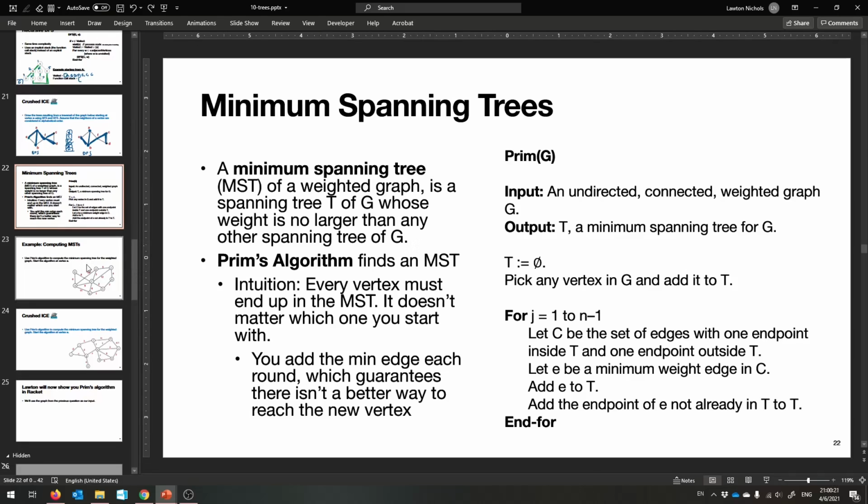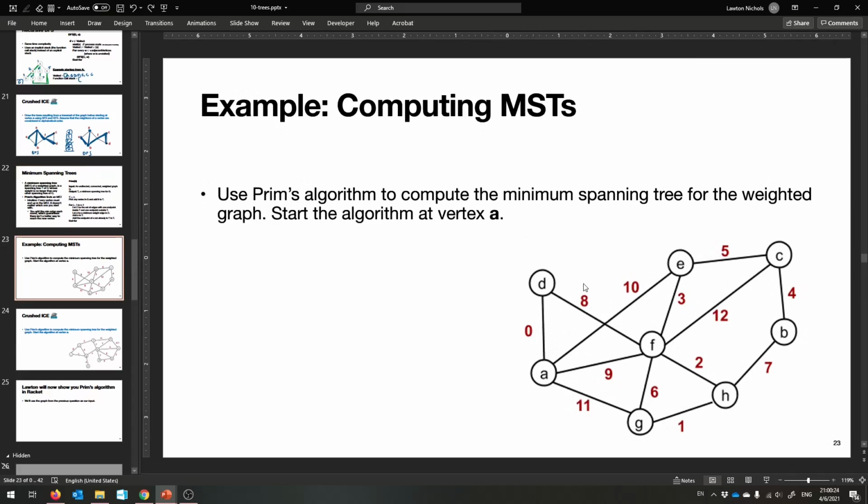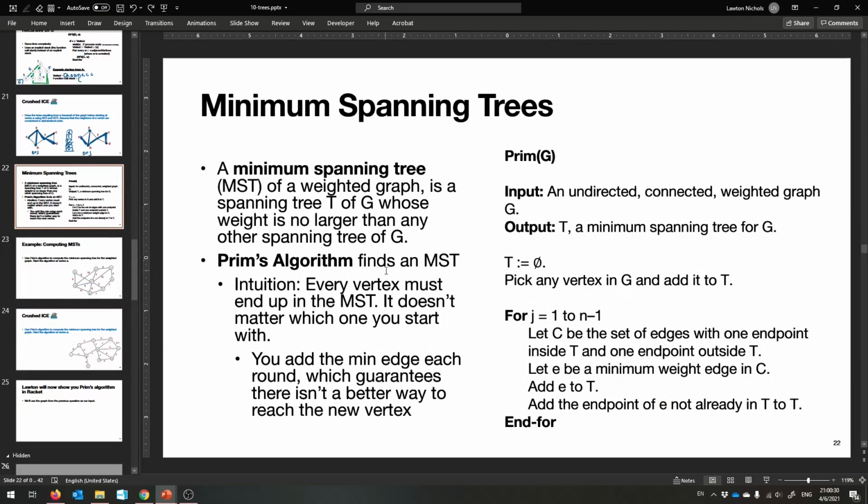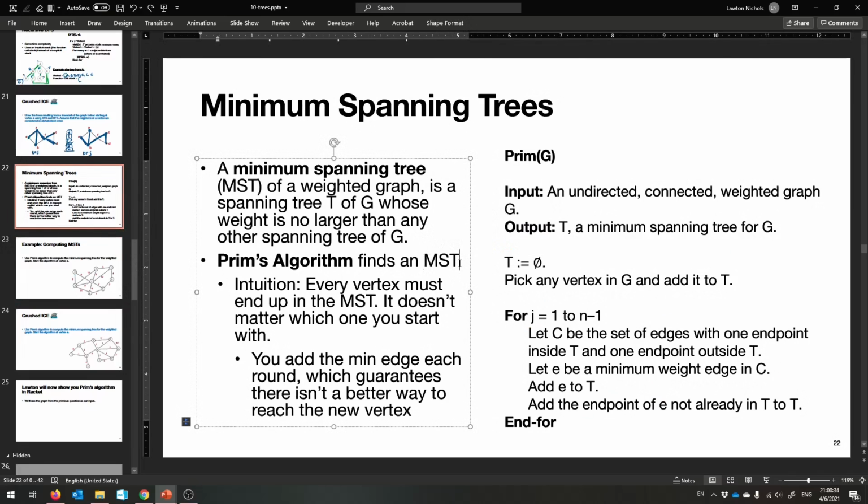That gives us the spanning tree whose edges, if you sum the weights along all the edges of the spanning tree, those are the minimum. That's the idea. And one such algorithm that finds a minimum spanning tree, it may or may not be unique because there might be several different spanning trees with the same minimum weight, is called Prim's algorithm. So let me show you this one.